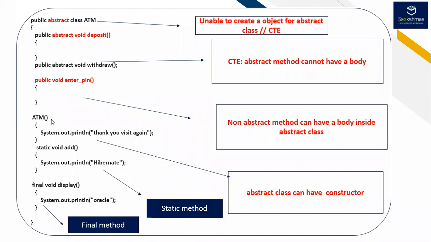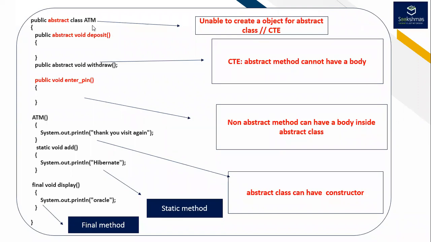The next point, is it possible to use a constructor inside the abstract class? Yes, it is possible. You can introduce a constructor inside the abstract class. Then next question, is it possible to introduce a static method inside an abstract class? Yes, it is possible to introduce a static method along with the implementation inside the abstract class. And next one, is it possible to introduce a final method? Yes, it is possible to introduce the final method. These are the points to be remembered.